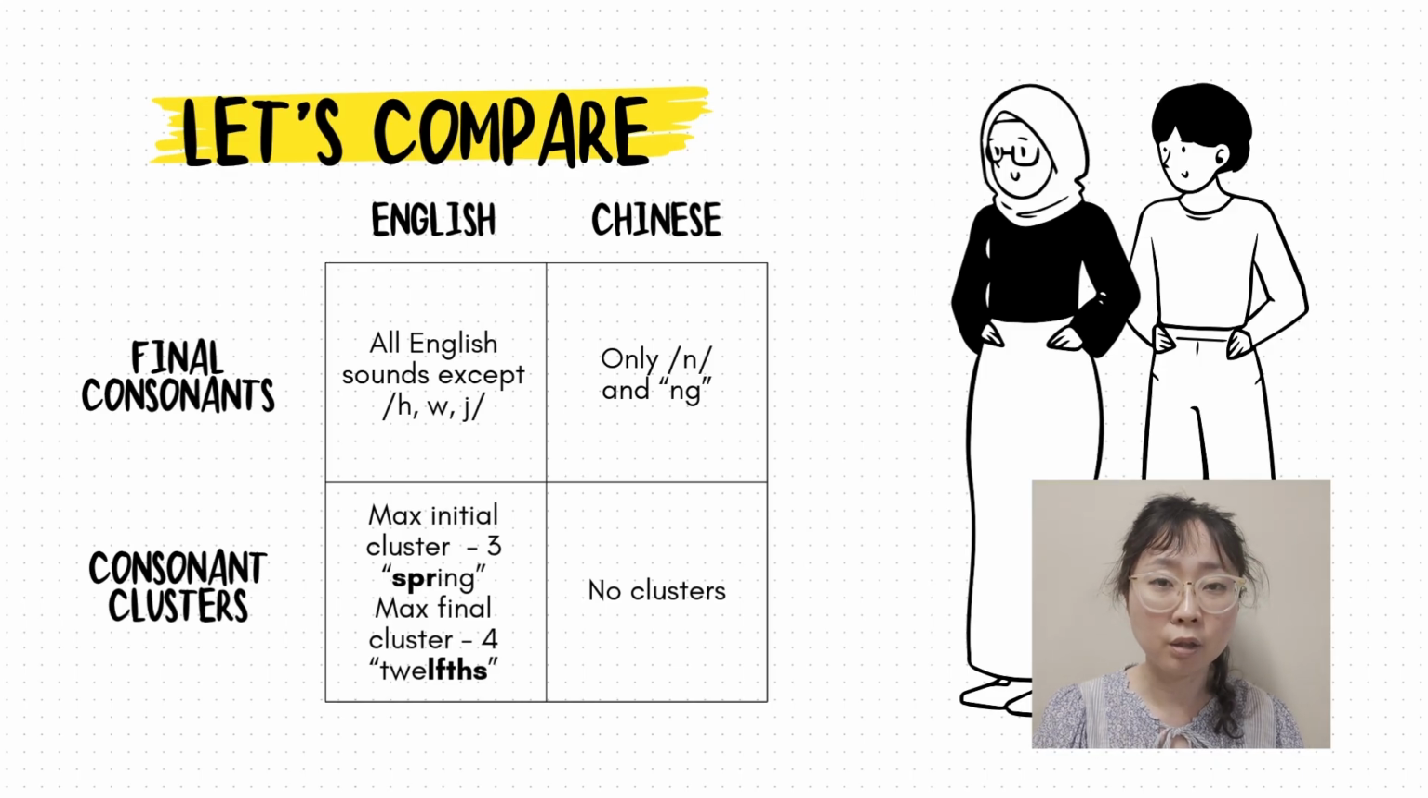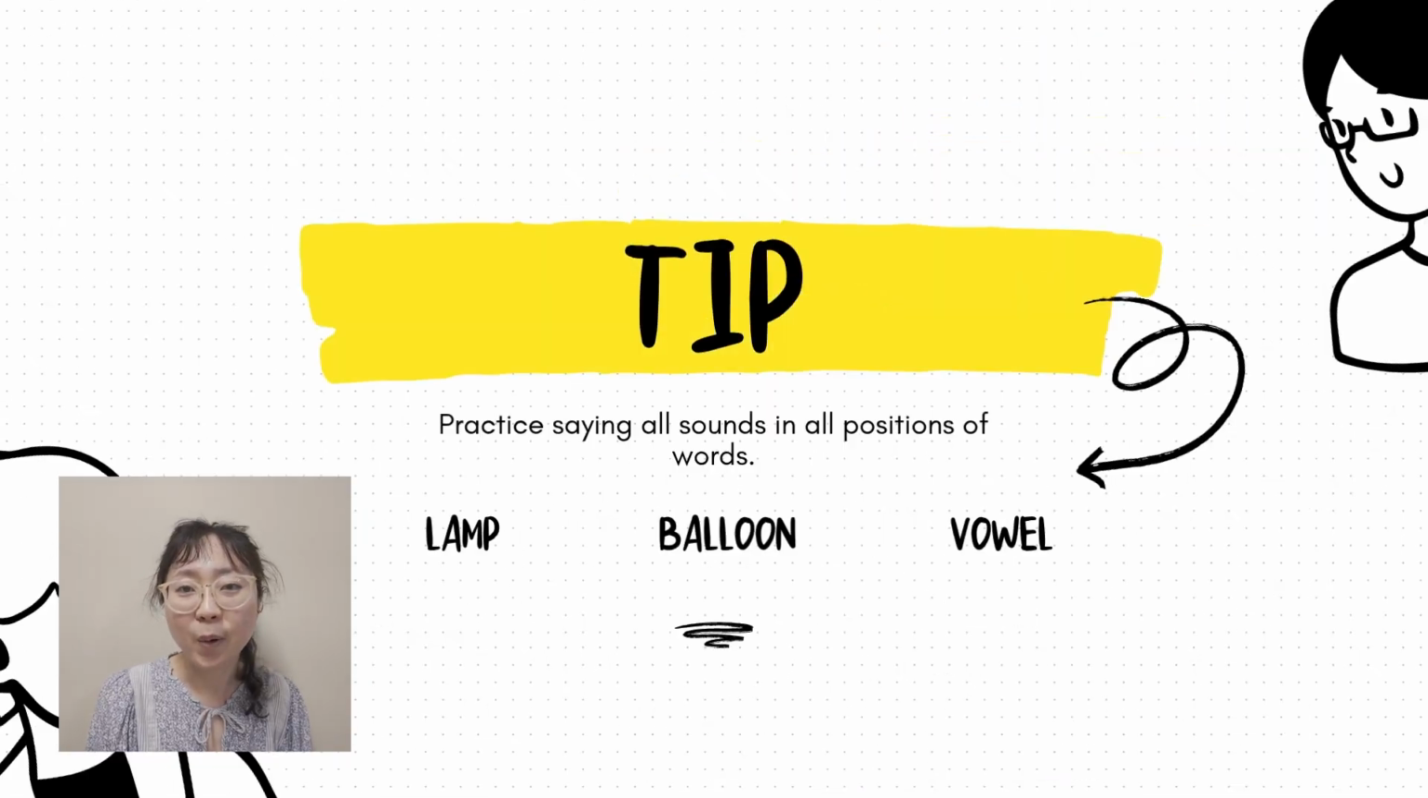So then working on final consonants and consonant clusters are also important in addition to knowing the vowels and the consonants that do not occur in Chinese. Before ending the video, I want to leave you with another tip, and that is to practice saying the sounds in all positions of words. So beginning, middle, and end.